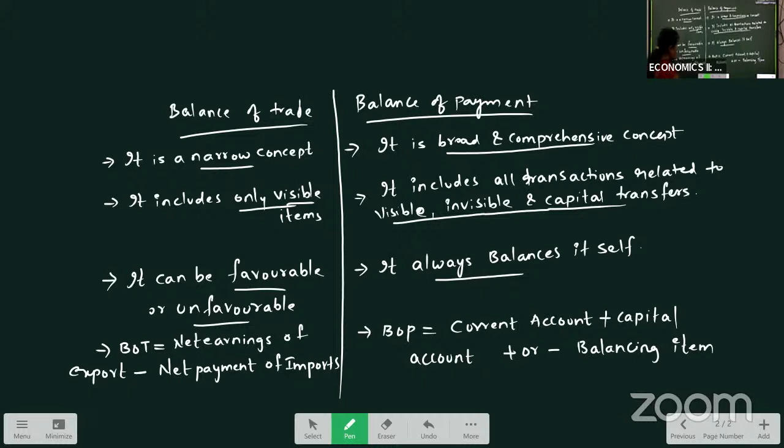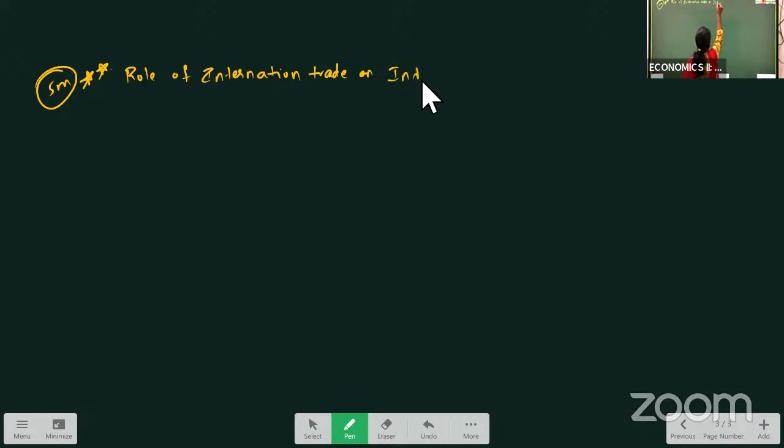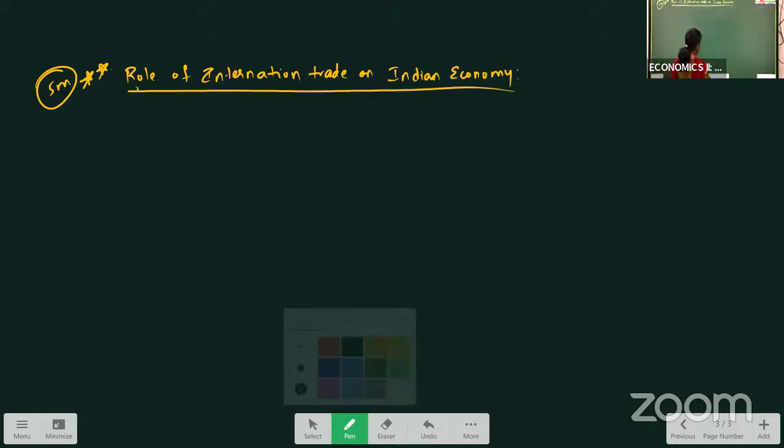So your next 5 marks question from this chapter, that is role of international trade in Indian economy. Your 5 marks important question. Role of international trade on Indian economy. So when India is going for international trade, what advantages or what benefits India got from participating in this international trade?